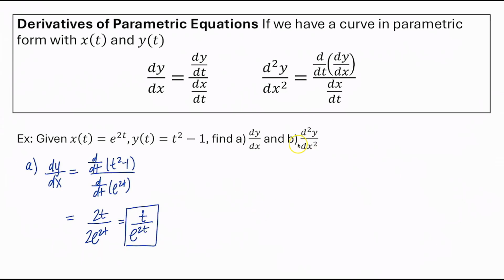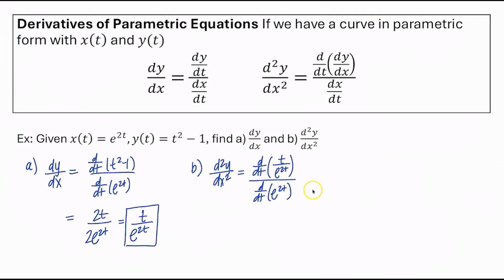And now for part B, if I want to go ahead and find the second derivative, that's going to be d/dt of dy/dx. So dy/dx we found in part A was t over e to the 2t. And so it's important to simplify our dy/dx as much as possible before moving on over here. And then all over dx/dt. So that's d/dt of our x function. Our x function was e to the 2t.